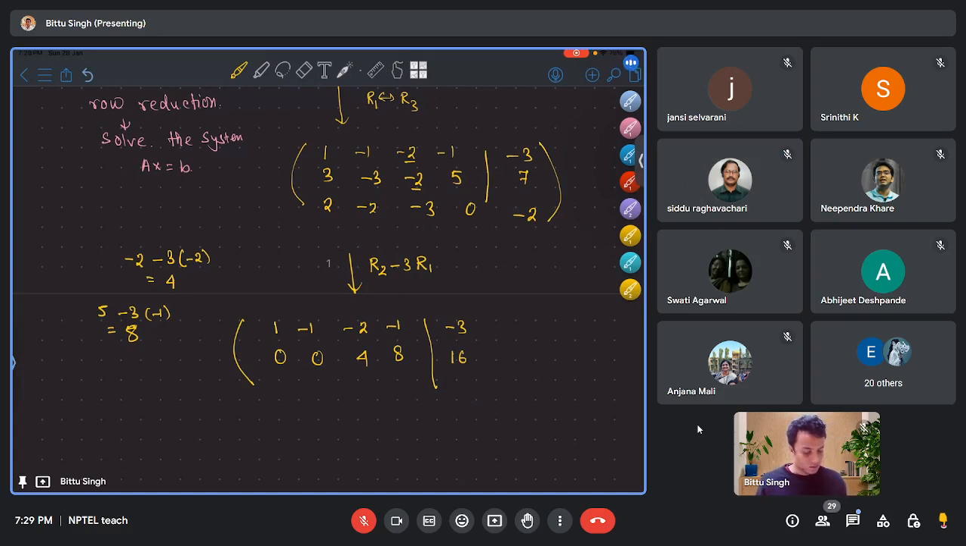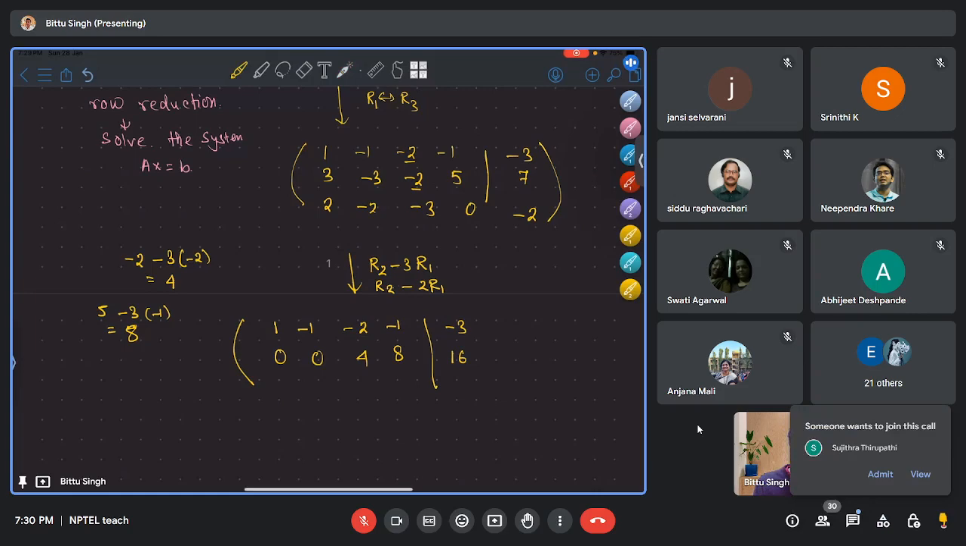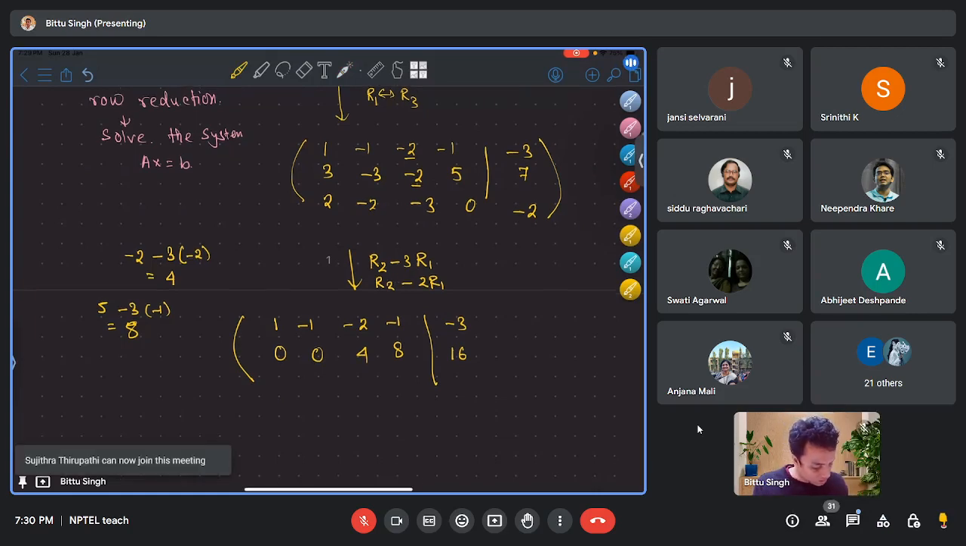So R2 minus 3 R1, and in the same way we can do R3 minus 2 R1, because we need to remove this 2 also. There should be 0. As we know, in row reduced form or row echelon form, the column which contains a leading entry, the other entries should be 0. Therefore, we need to perform another row operation, which is R3 minus 2 times R1.